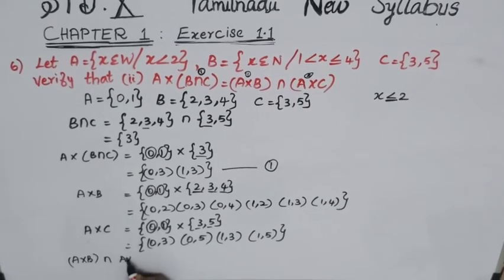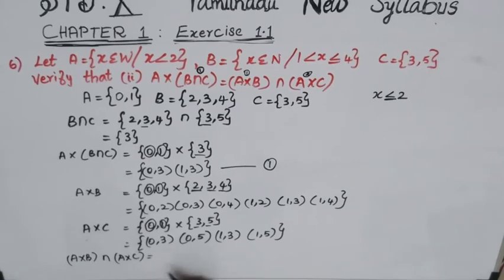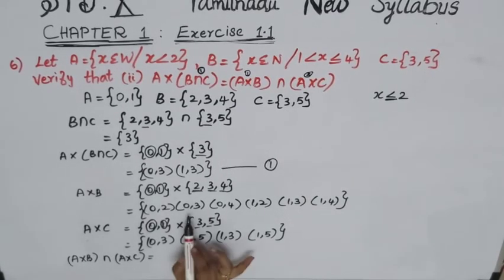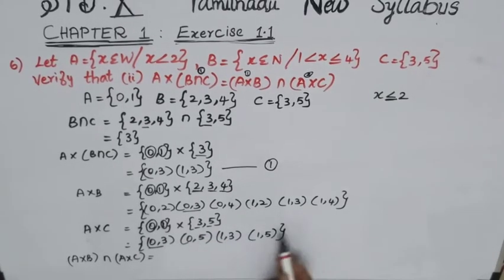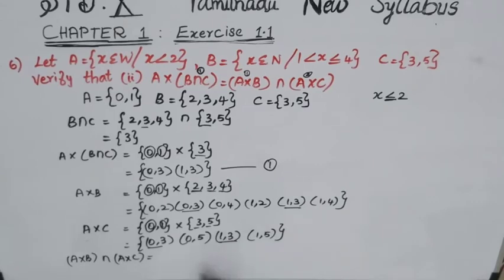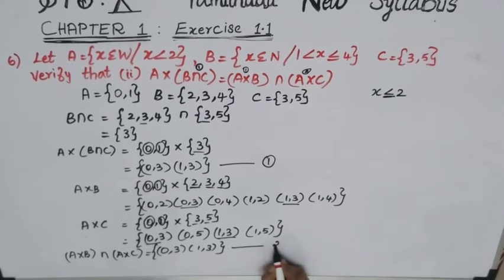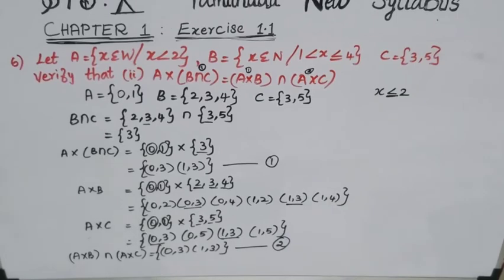So it is (A × B) ∩ (A × C). Intersection is common terms; here it will be common ordered pairs. Just check what they are. (0, 3) and (0, 3) it is there, then nothing else. Then (1, 3) and (1, 3) it is repeated. So (0, 3) and (1, 3). Write it in your set bracket. So this is your second part answer, that is your right hand side answer.